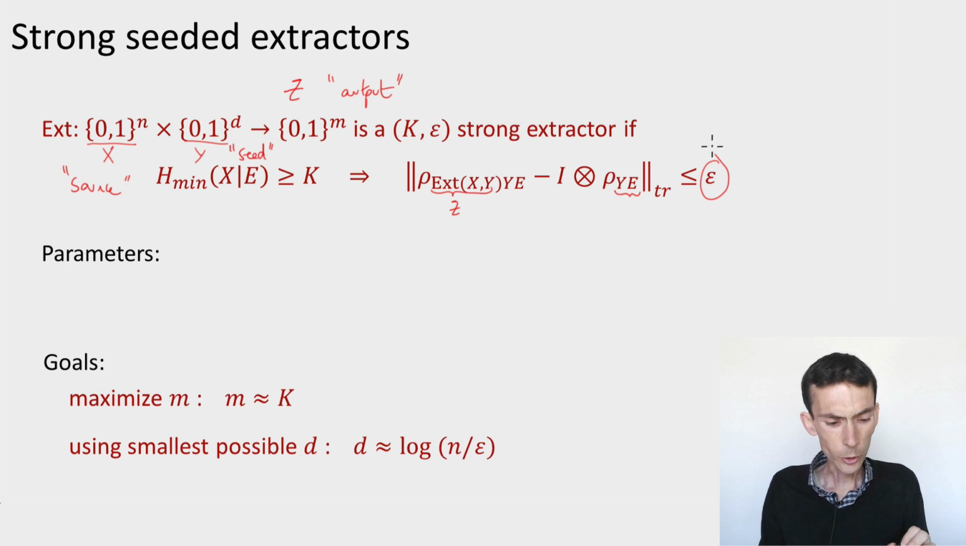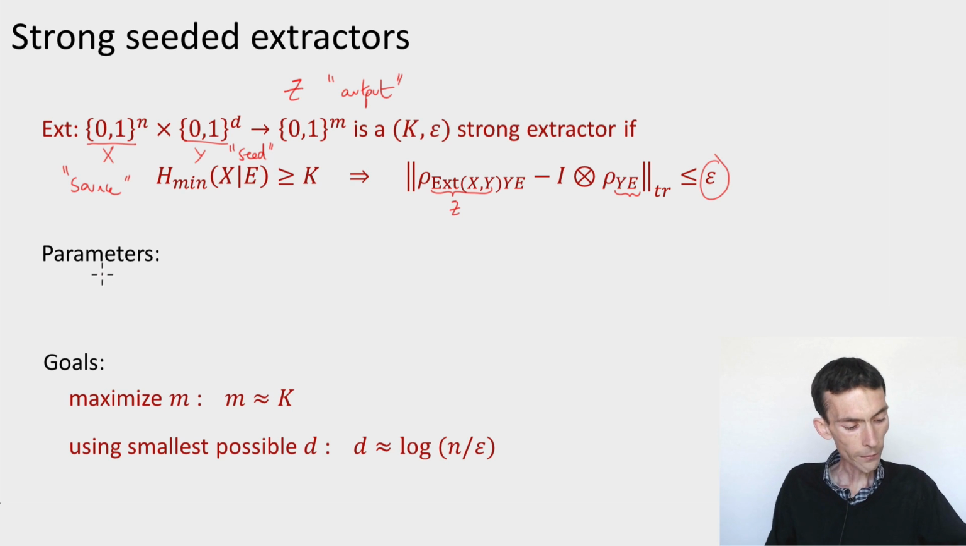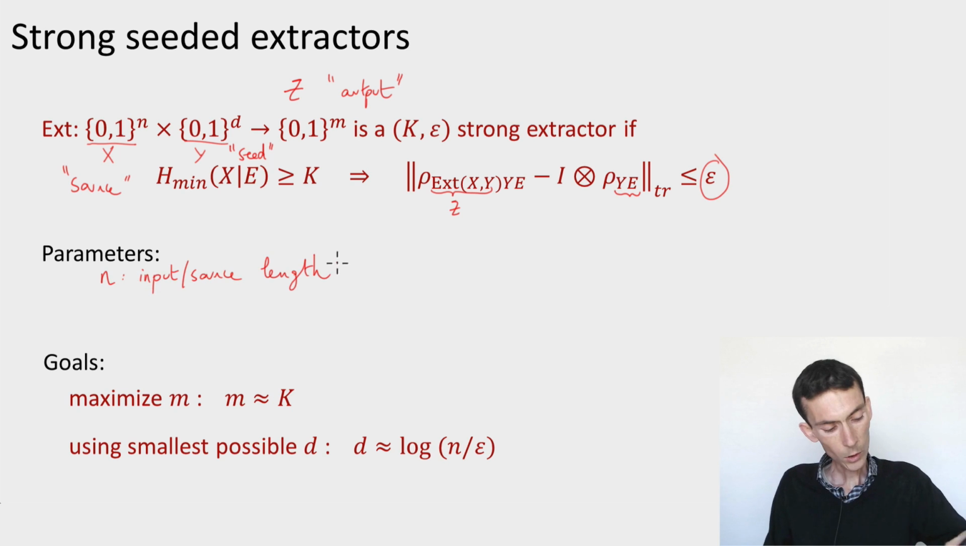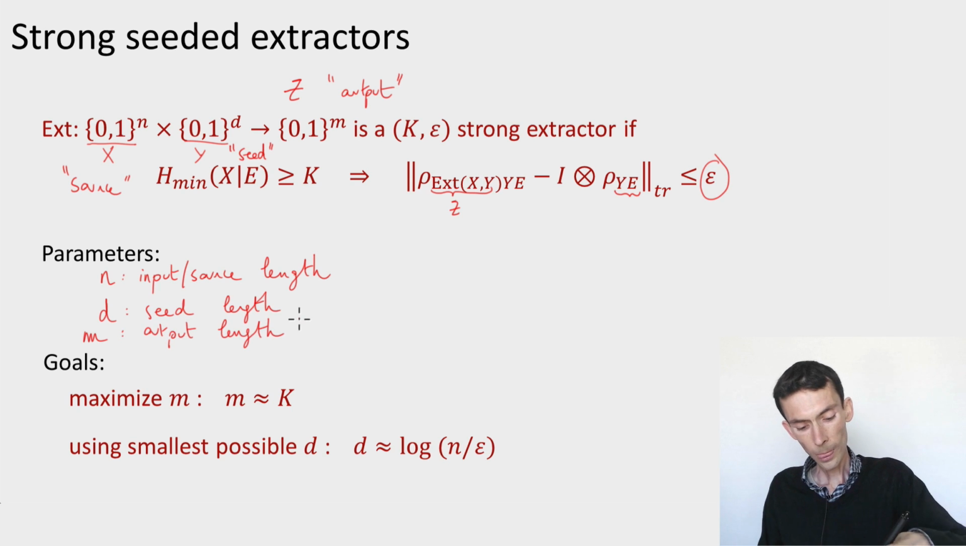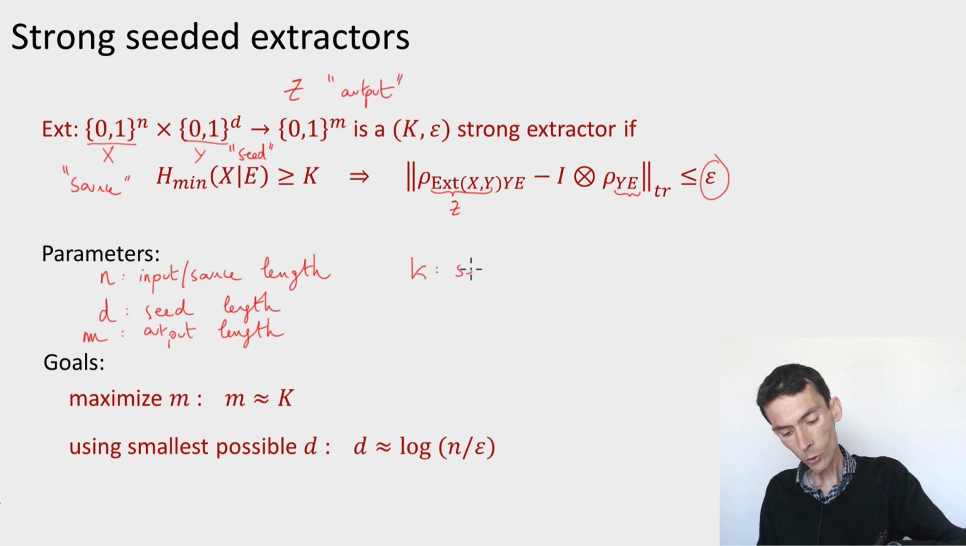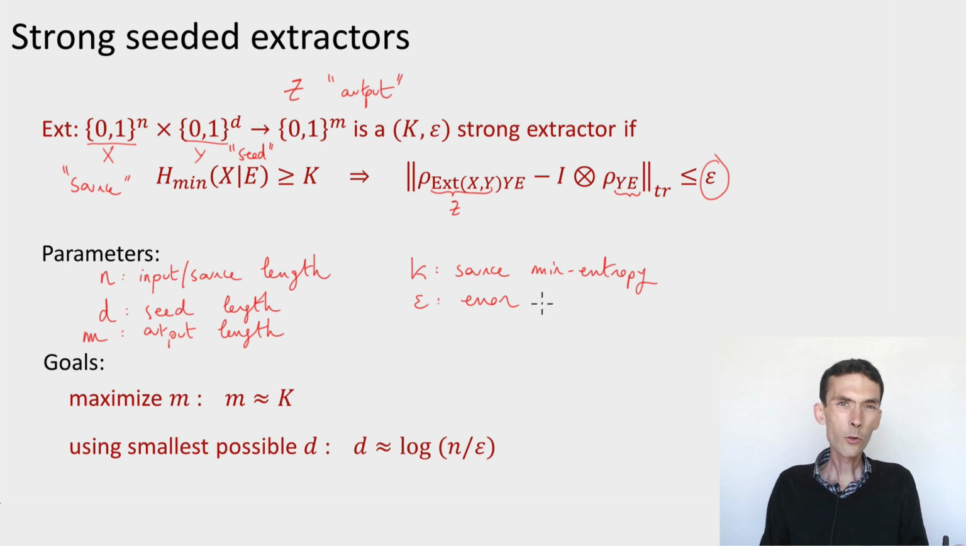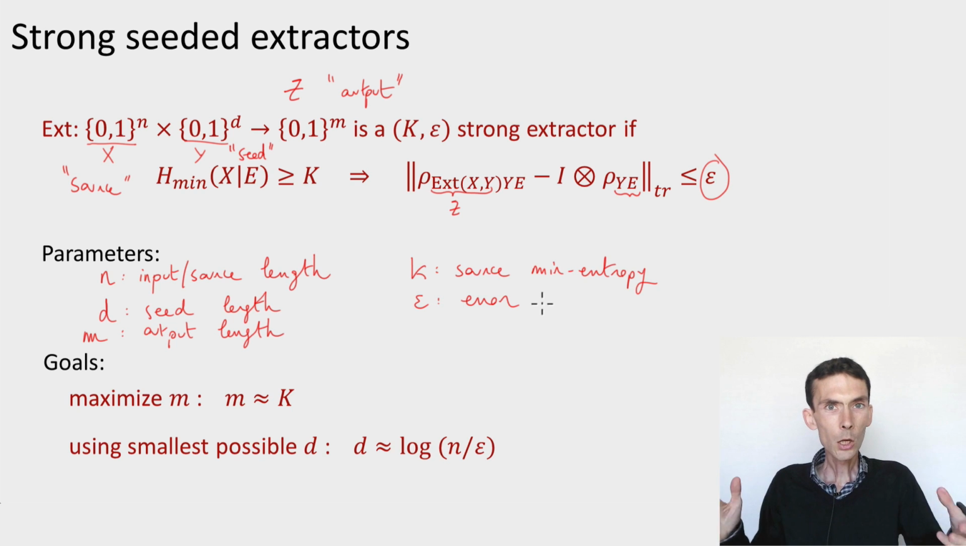So there are a lot of parameters to play with here. You have n, which is the input length or the source length. You have d, which is the seed length. You have m, which is the output length. And then you have two more: k, which is the input or source entropy, and epsilon, which is called the error. And so the goal is to come up with constructions of extractors that get the best parameters possible.